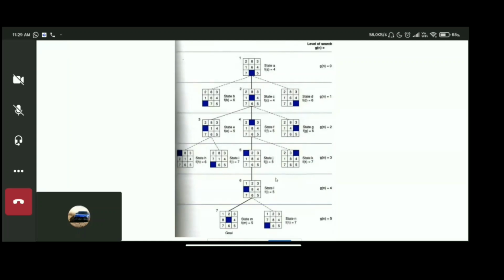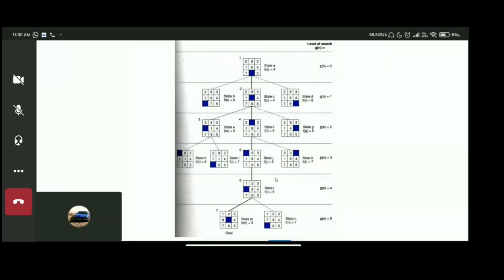This function value 5 is a combination of g plus h. So 2 plus 3, where 2 is the computational cost, that is g of n. Exploring F, you land on the states J and K. Out of J and K, J looks most promising with the value 5. The heuristic function value would be 2 and the computational cost is 3. Then explore J. We have state I. This is the only possible move over here.